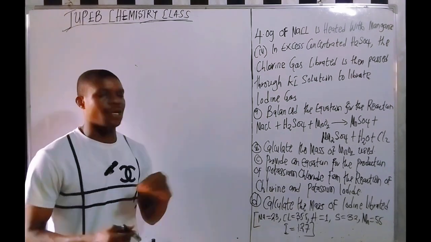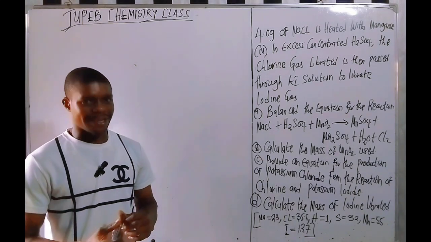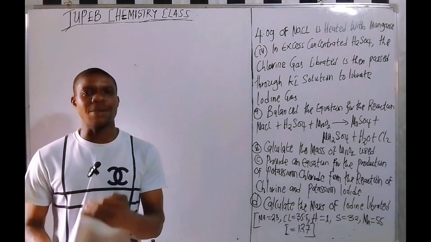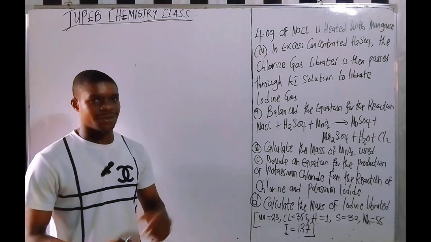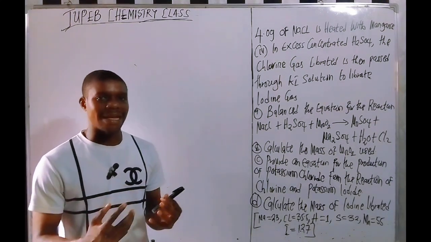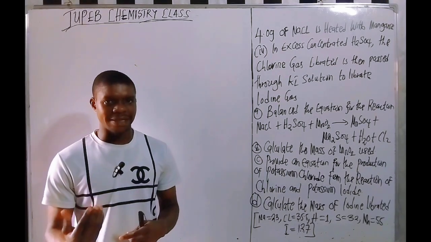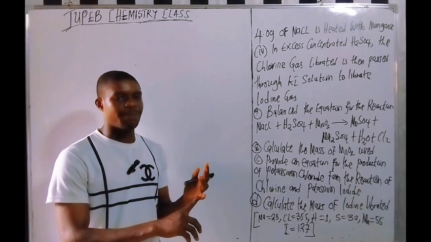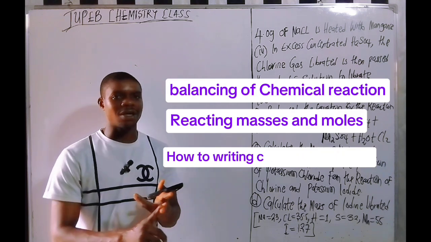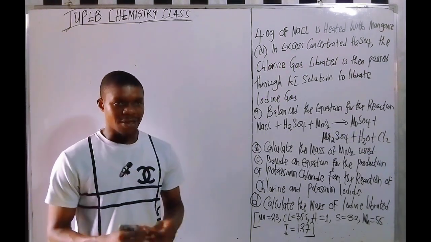I will use this question to explain so many things that you possibly will see in your examination. This is a typical theory question. If you're familiar with past questions, you know they do set this kind of question in the exam. What makes you a good student is your ability to analyze and know how to tackle the question. The question looks complicated, but I'm going to explain it. You have to cover balancing of chemical reactions, reactant masses, and how to write chemical equations. So there are three things you have to look at in this class based on this question. Let's get into it.